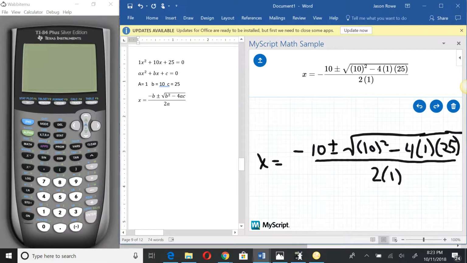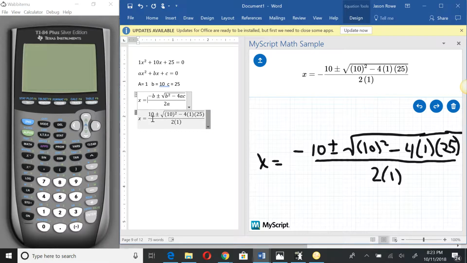There we go. That's better. And I'll move that negative up. Don't worry about that. And now it's just all in order of operations.